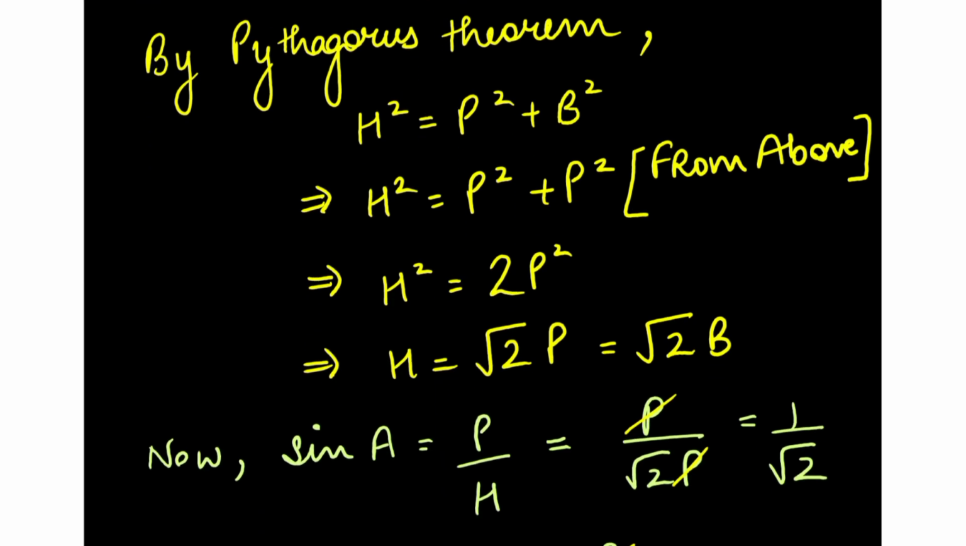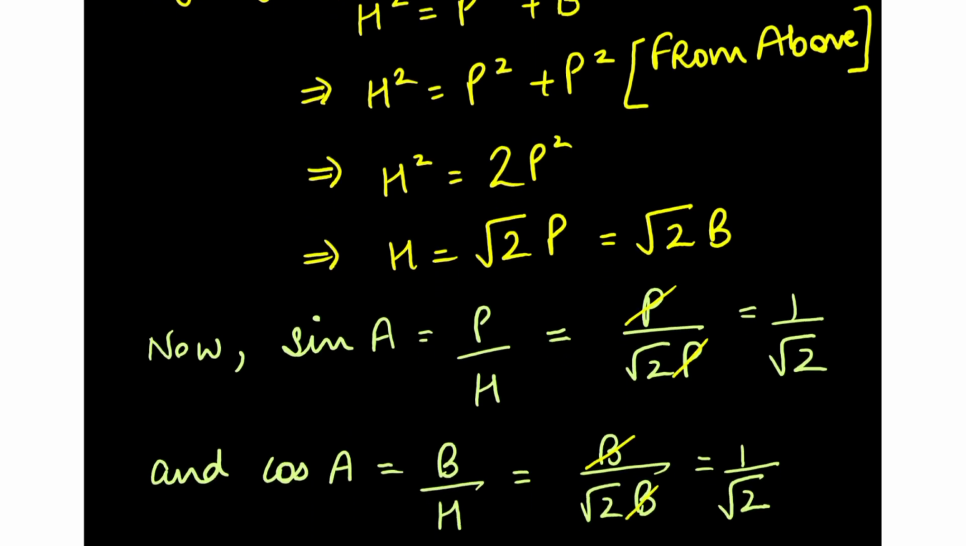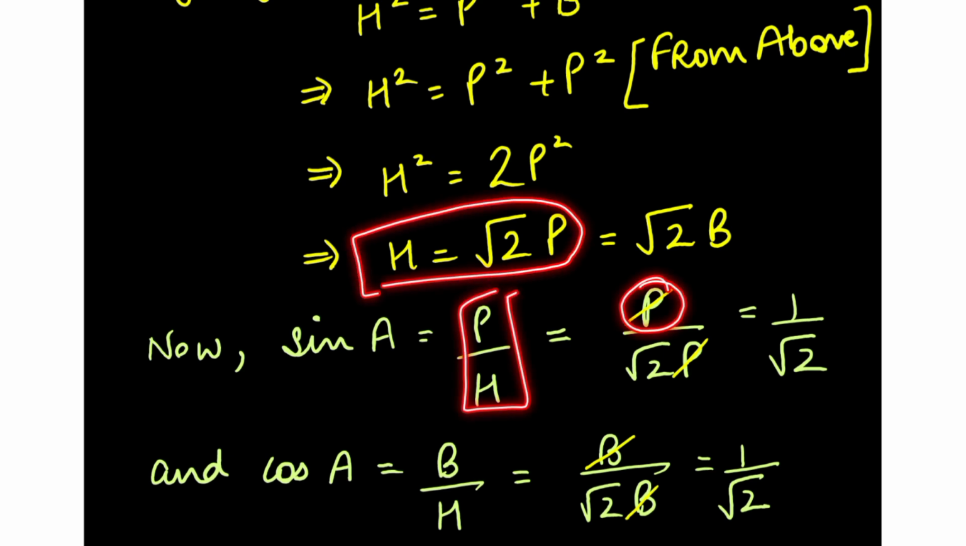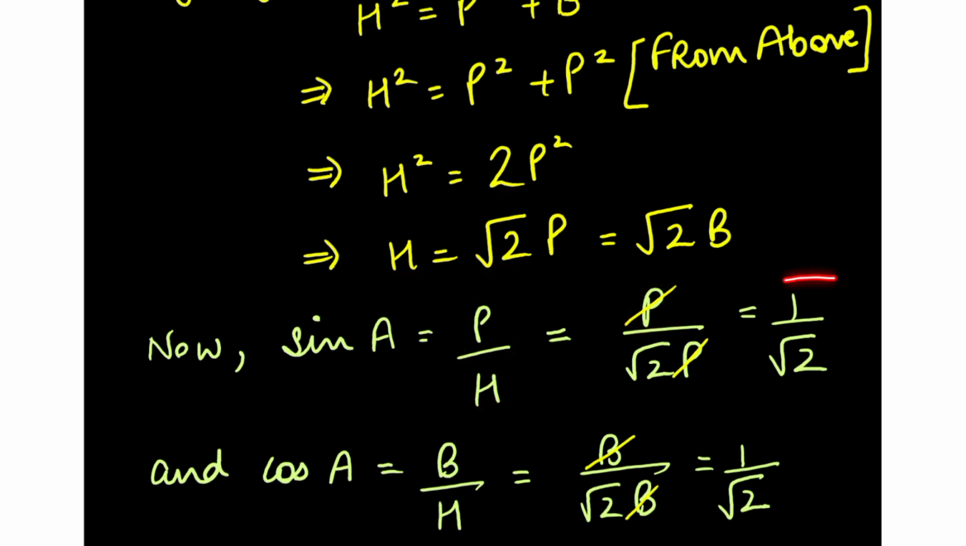And by solving this, we get hypotenuse is equal to root 2 into perpendicular, which is also equal to root 2 into base. Since these both are equal, we can directly put it. So now we need to find the sine A. Sine A is equal to perpendicular upon hypotenuse. Perpendicular P, hypotenuse we have taken out the value root 2P. Putting this, we get the value of sine A as 1 by root 2.